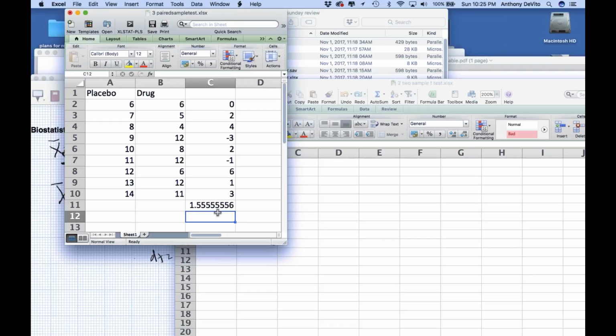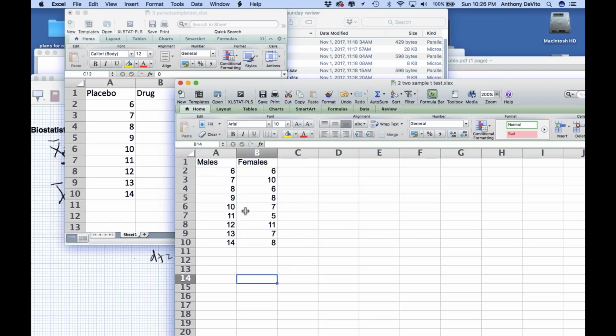Well, let's think about this. If the drug and the placebo had no effect, we would expect to see no difference between the measurements for the placebo and measurements for the drug. So we would say that it came out to be 1.55, but what we would have expected is 0, that there's no difference between the two of these. In a sense, a paired sample test is really a single sample test of the differences versus the known value, the set value 0.